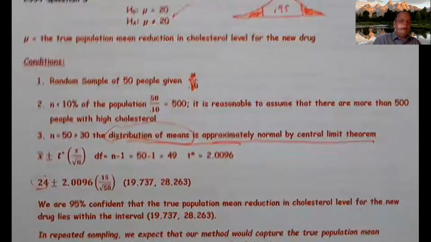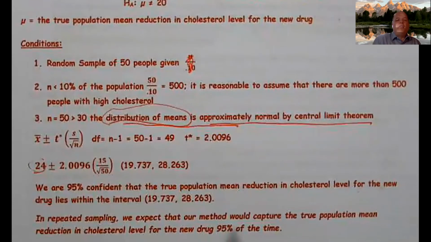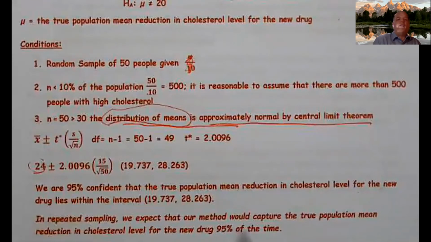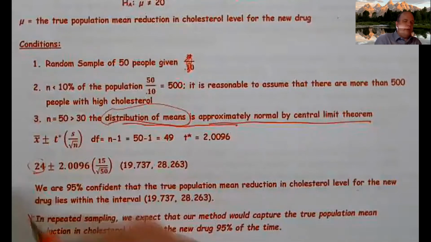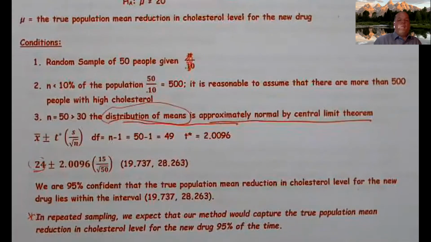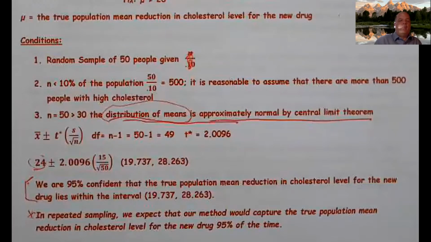The next thing, they didn't ask for this, but had they asked me what my confidence level, or the 95% level, meant, then I'd have to answer this question, which is: in repeated sampling, we expect that our method would capture the true population mean reduction in cholesterol level for the new drug 95% of the time. This was not required for this problem. If you included it, there is no harm, no foul. This part right here absolutely was required. That is required any time you do a confidence interval.